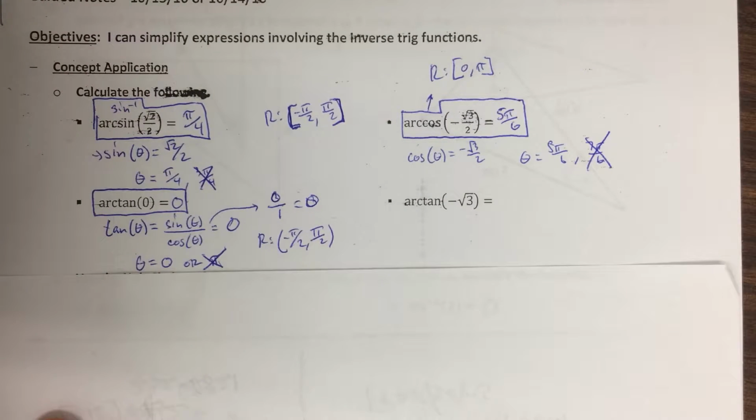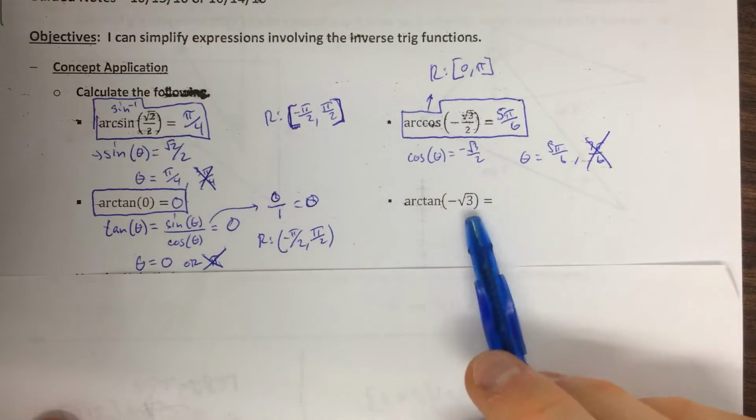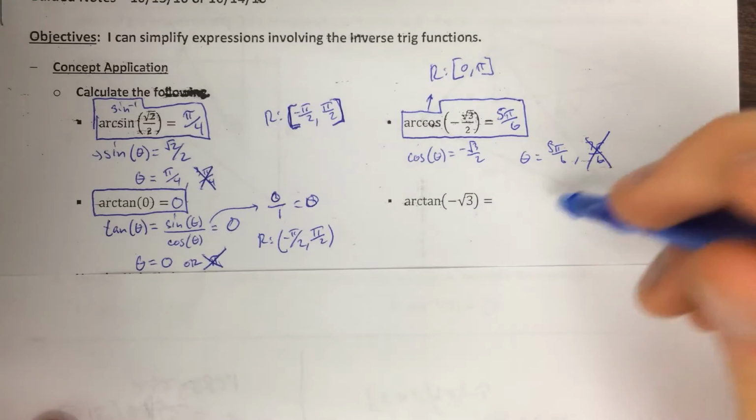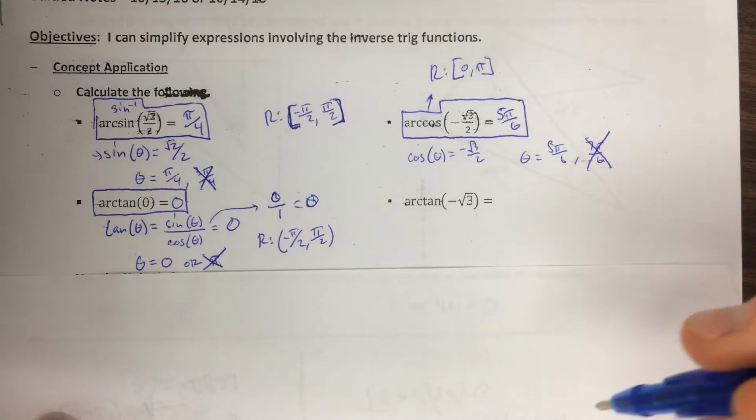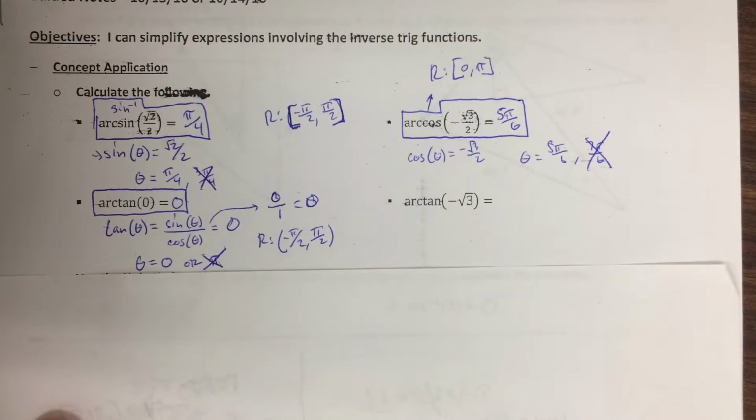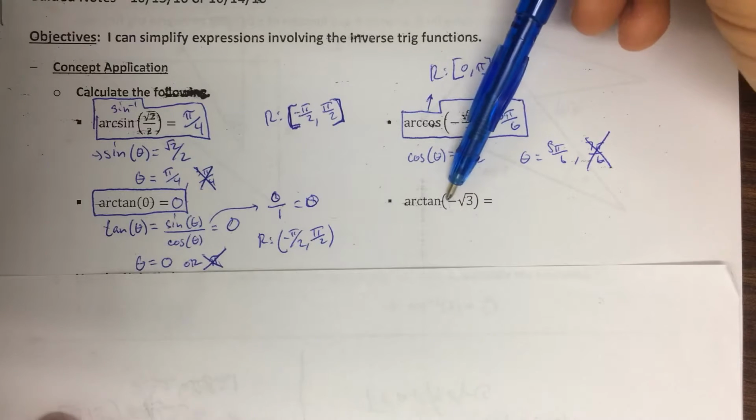Now, for this next one, we need to consider what's happening. First, arc tangent is defined on the right-hand side of the triangle, or unit circle. Looking on the right-hand side, since arc tangent is negative, it won't be in quadrant 1, it'll be in quadrant 4. Now that we've seen that, what we can look at is the radian measures in the fourth quadrant that could be negative square root of 3.